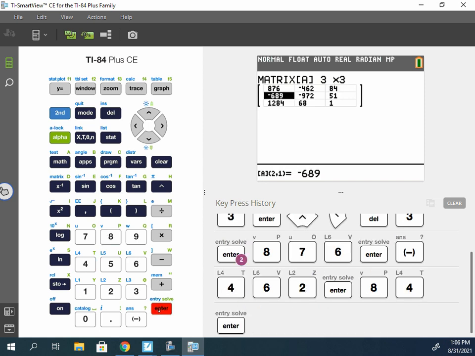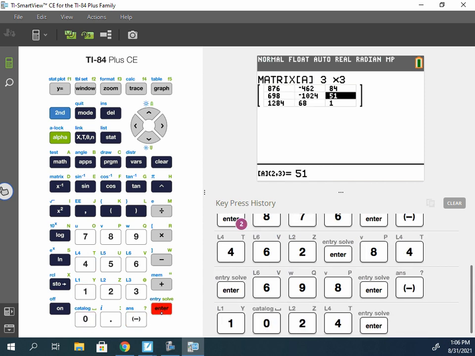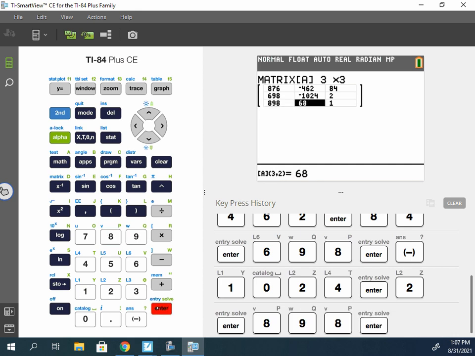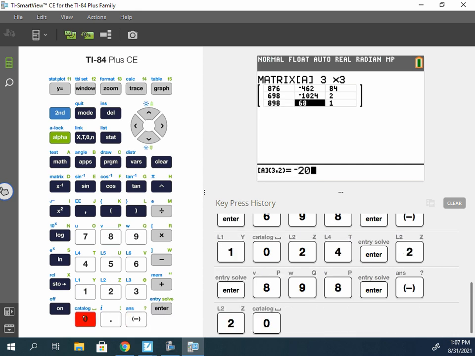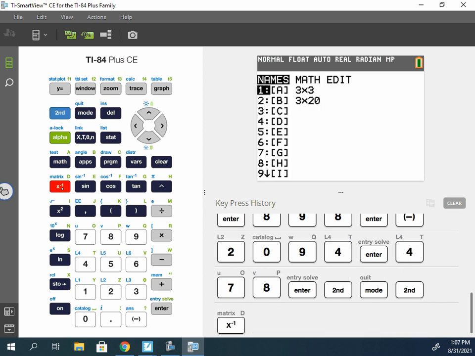84, 698, negative 1024, and then 2, 898, negative 2094, and then 478. So that's the first one. Second quit, second matrix.